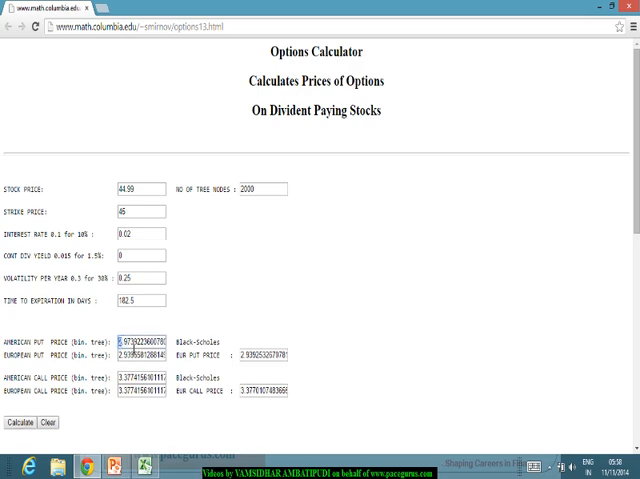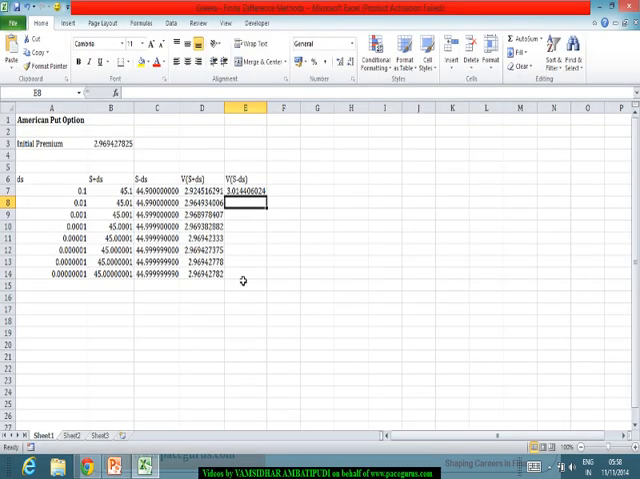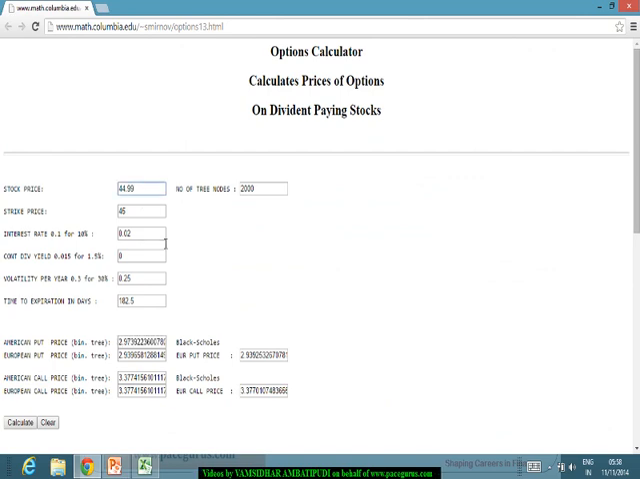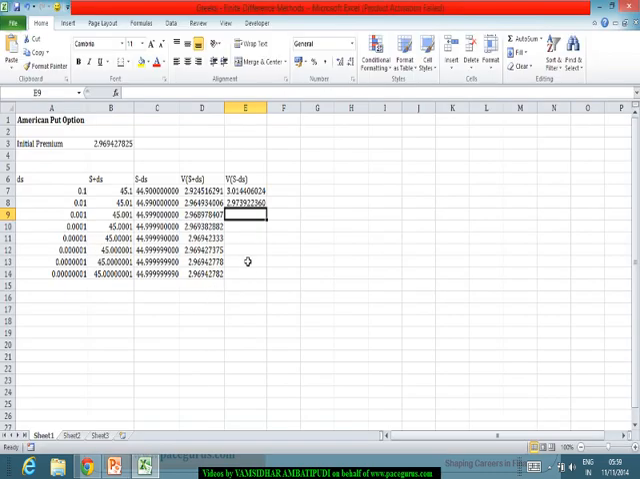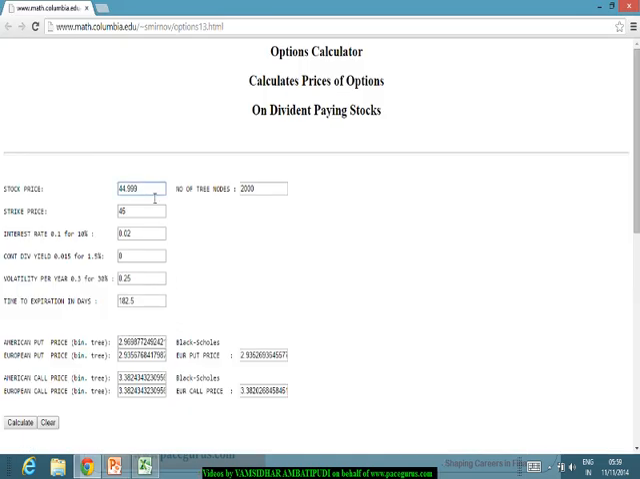So if the price is 44.99, for a change to that extent, I'm seeing that the value of the American put option has gone down. If the stock price has gone to 44.99, if the price goes to 44.999, even the put option is a little bit more down. To this extent, and one more 9, let me try out.